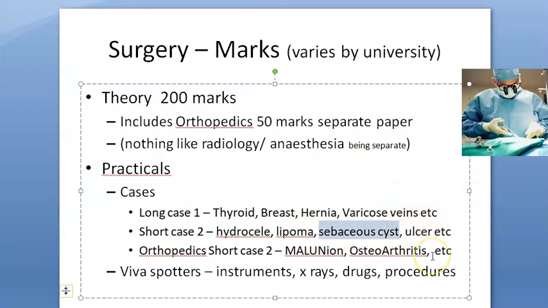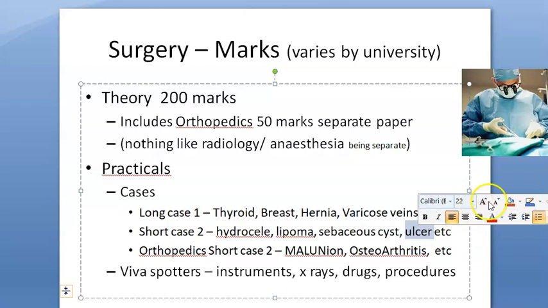Remember, a sebaceous cyst will have that punctum, and the skin will not be pinchable, right? These are some features you should know. An ulcer can be a diabetic ulcer, it can be a venous ulcer, it can be a CVA, right? Peripheral vascular disease, okay, it can be that.